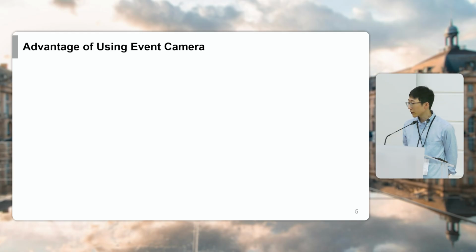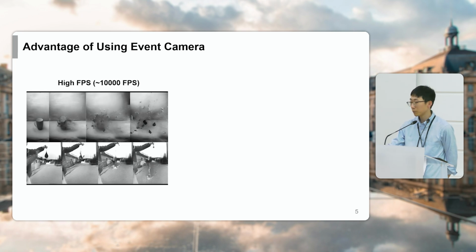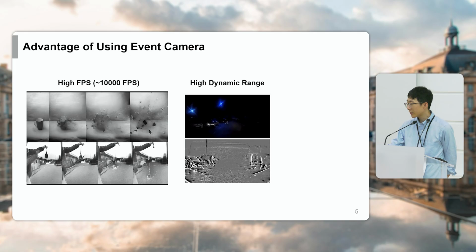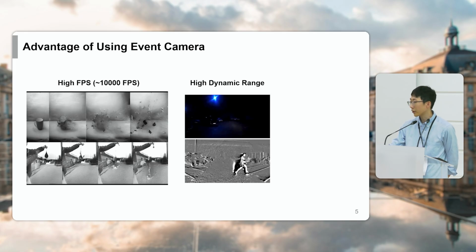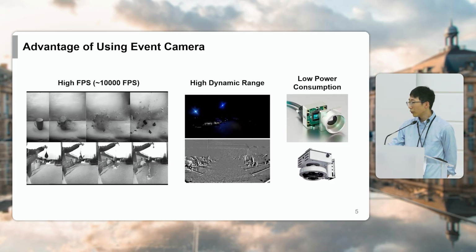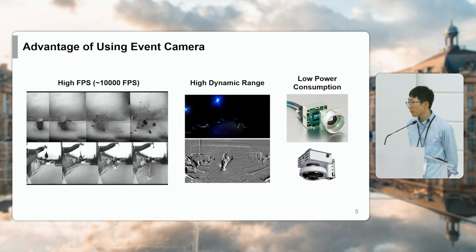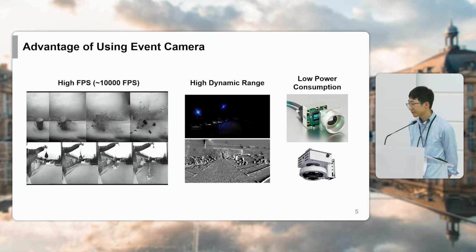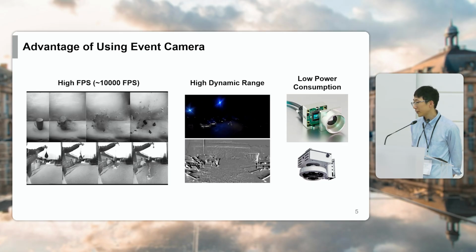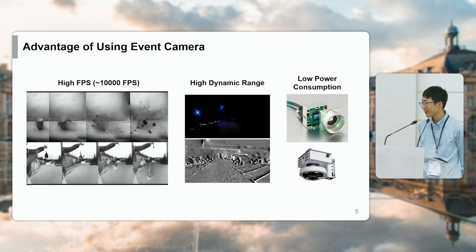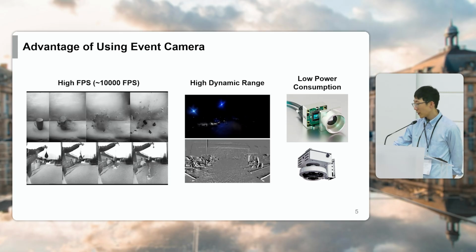Event cameras offer several advantages over standard cameras. First, extremely high temporal resolution for capturing fast motions. Second, very high dynamic range that works well under challenging lighting conditions. Third, low power consumption because they only measure the brightness changes. These advantages have led to growing interest in event cameras across many applications.